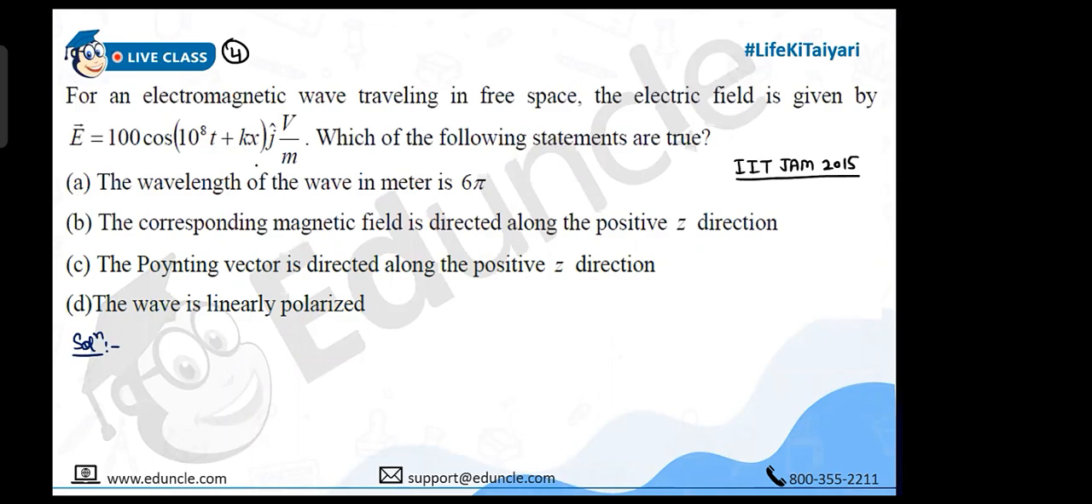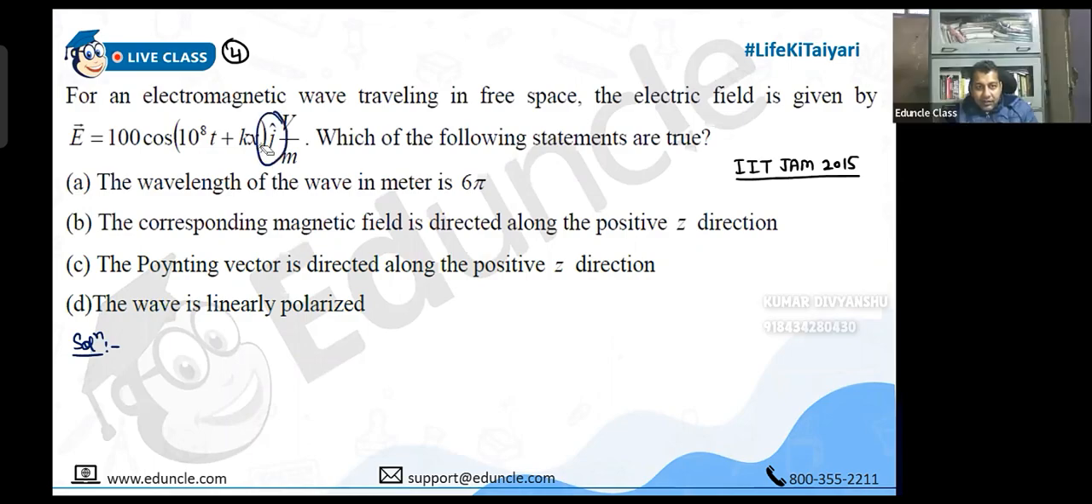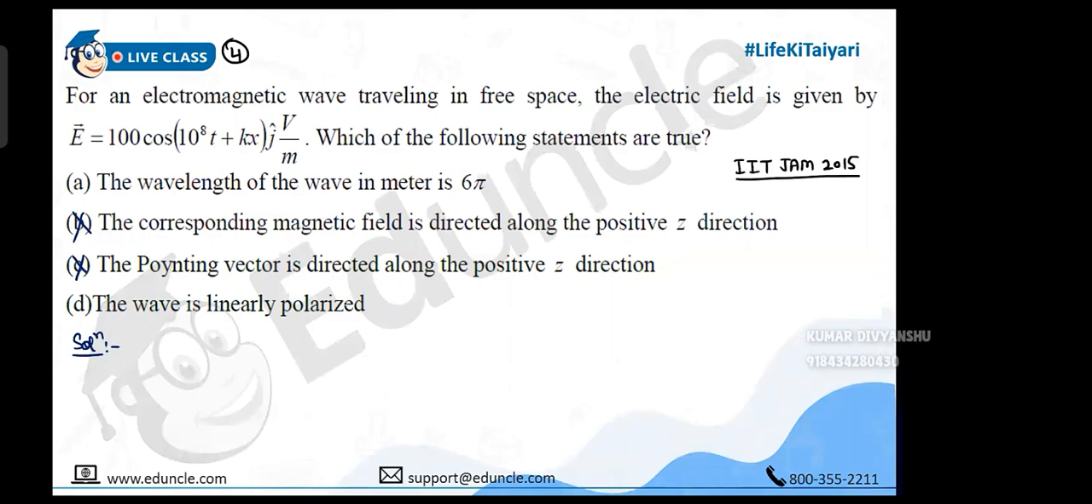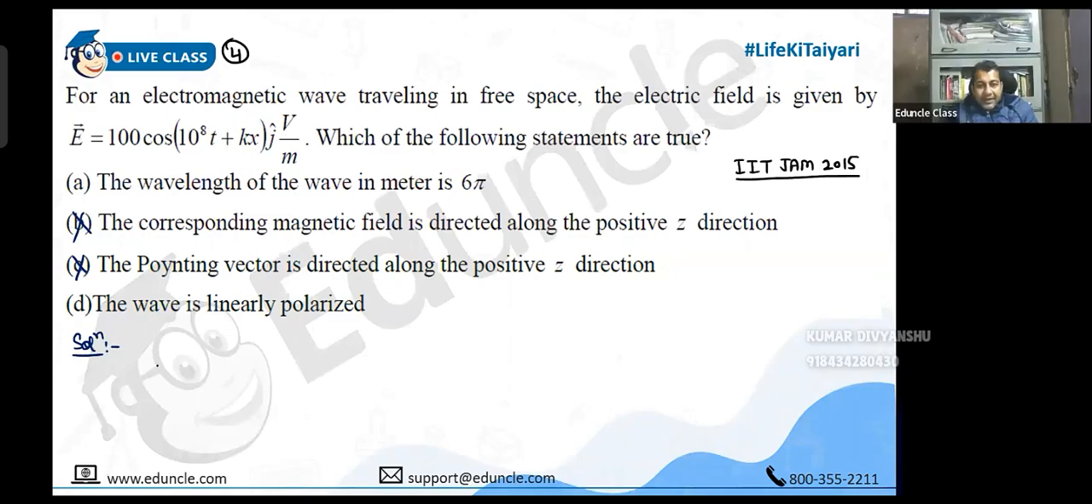What is the direction of wave propagation, Rita? Negative x, minus x-axis. Yes, it is minus x. So the electric field is along j, which means the magnetic field will be along minus k. So this option is wrong. Now you need to check A, C, D. Now the Poynting vector is directed along positive x. This is also wrong because the Poynting vector is in the direction of propagation, and we have concluded that it is propagating in minus x.